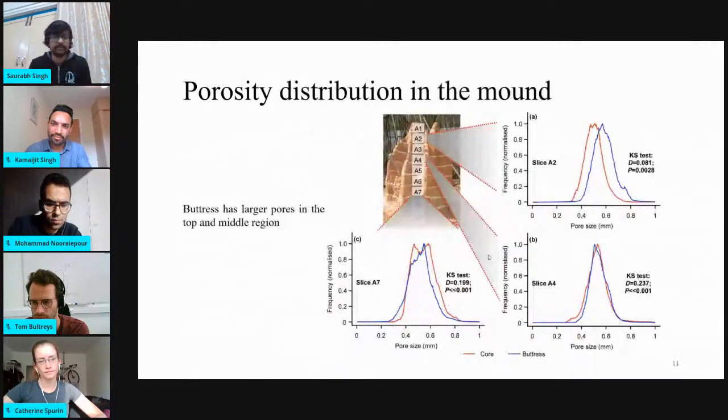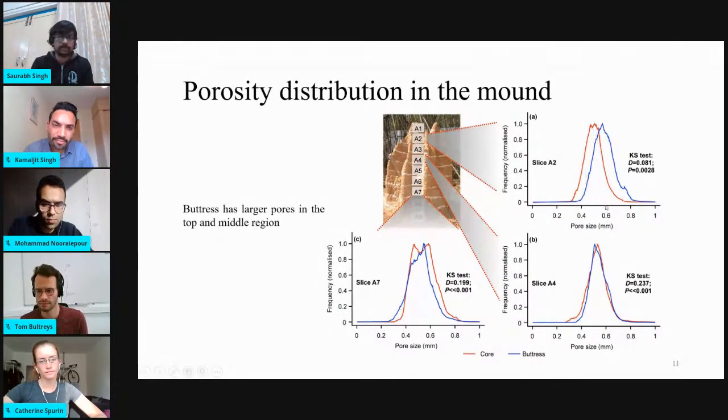If you look at the porosity distribution at different heights, you could clearly make out that the red plot is for the core and the blue plot is for the buttress. At the top and middle of the mound, the buttress is more porous, and at the bottom of the mound, the core has higher pore sizes in comparison to the buttress. So this again tells us that the core at the top and middle region is much denser than the buttress.